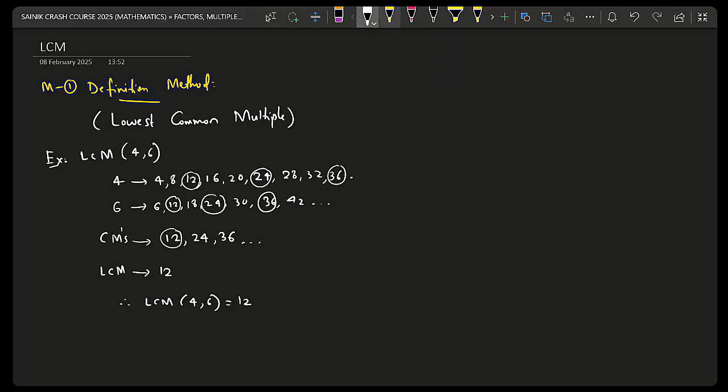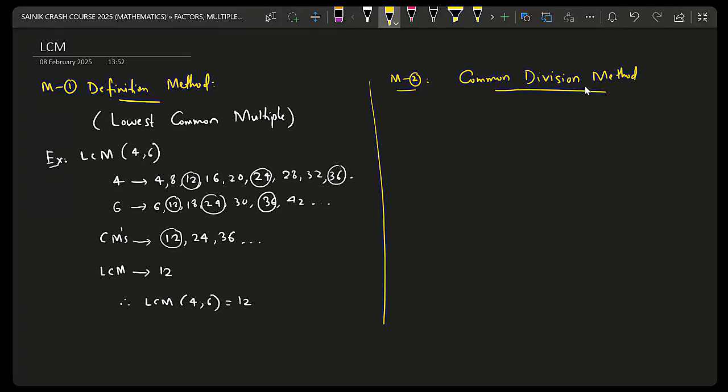Next, let us check the second method, method number 2, the common division method. But this common division method is quite different from the one for HCF. In HCF, we divide only if all are divisible. But in LCM, we divide if at least 2 are divisible. Even if all are not divisible, no problem. At least 2 divisible, we will take. So this method can also be used for more than 2 numbers at a time.